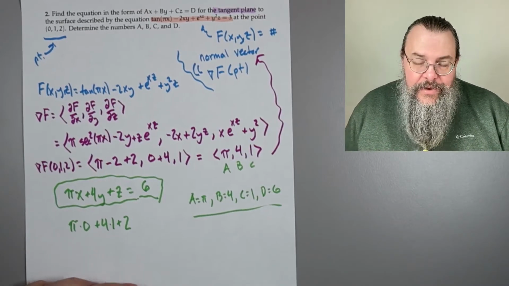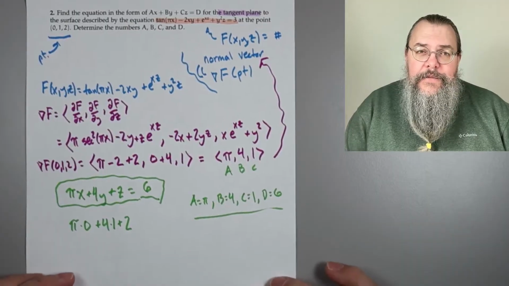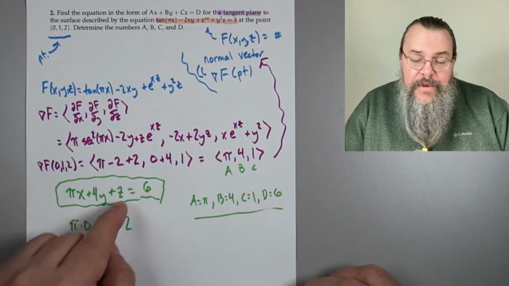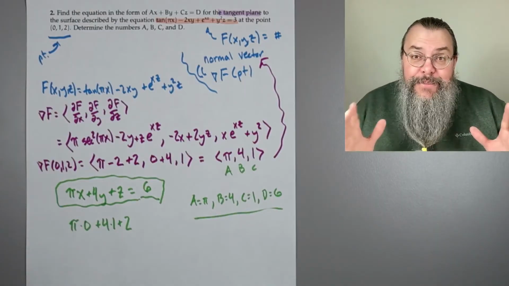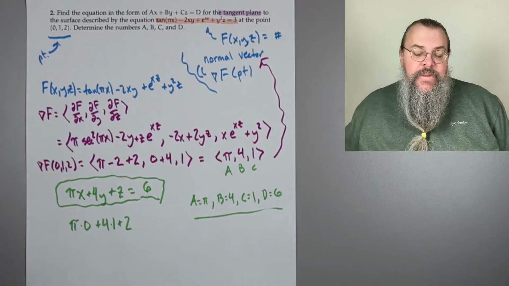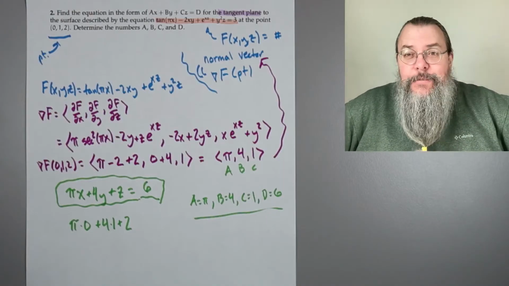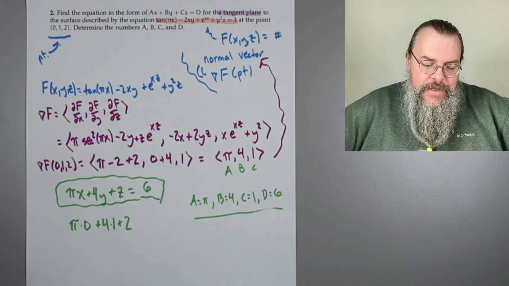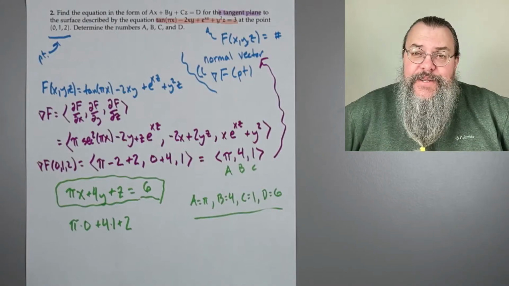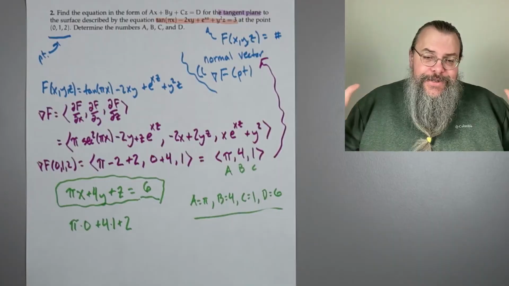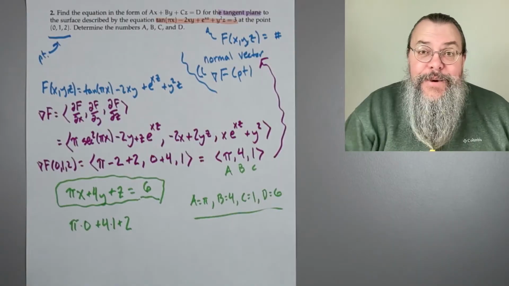Well, because you could actually multiply all of these by a number. 2 pi x plus 8y plus 2z equals 12. Same plane, same plane. But from context, they just need one that works. And probably this is a pretty nice set of numbers. And so there we go. We found it. Woohoo! On to the next problem.